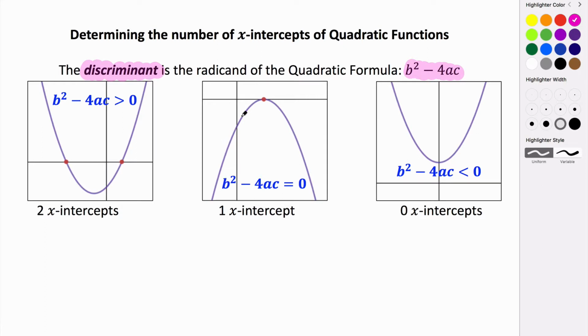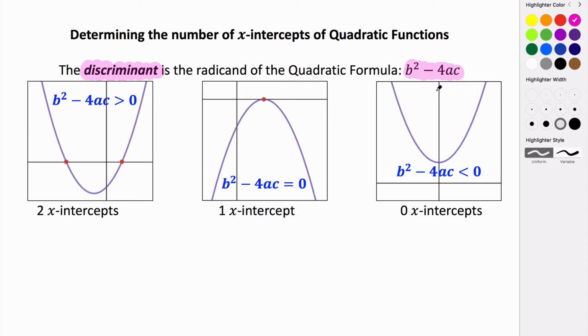If the radicand, right, if the discriminant is equal to 0, then that means that our graph is only going to touch the x-axis at one point. It's going to be tangent at that one point, and we're only going to have one x-intercept. So it's just going to hit at one point and kind of bounce back.